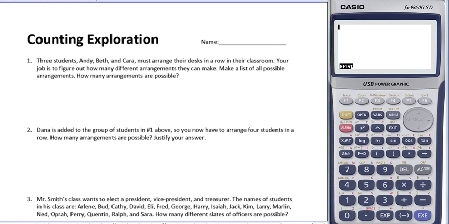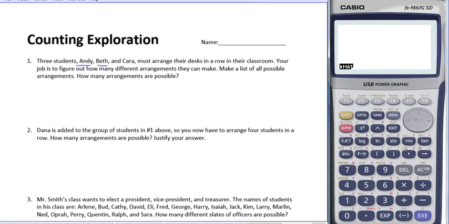In this video, we're going to be doing some counting exploration, not just counting 1, 2, 3, but different ways we can do things. And then we'll also take some notes on how we can find out how many options there are for things.